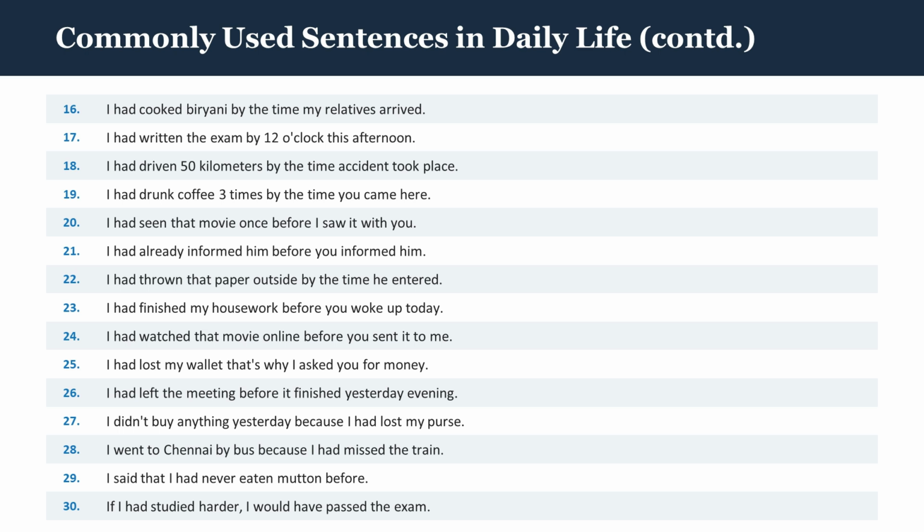Number 27. I did not buy anything yesterday, because I had lost my purse. Number 28. I went to Chennai by bus because I had missed the train. Number 29. I said that I had never eaten mutton before. Number 30. If I had studied harder, I would have passed the exam. Notice that in sentences 27 and 28, the past perfect tense is used in the second part of the sentence to show which action happened first.